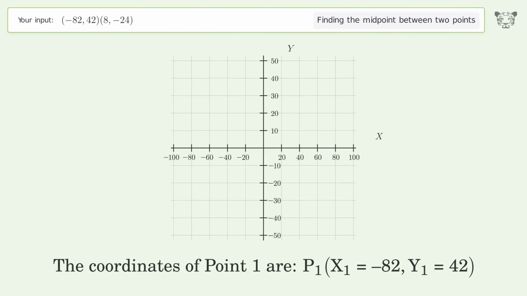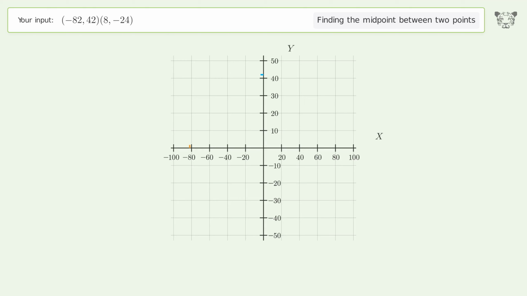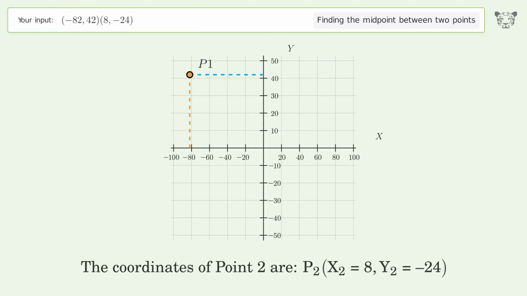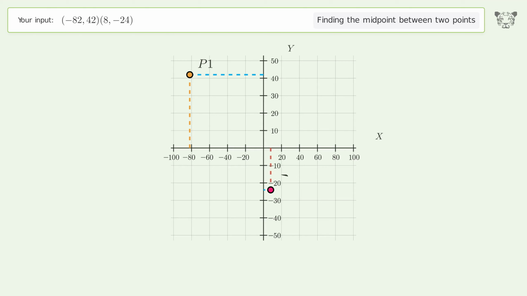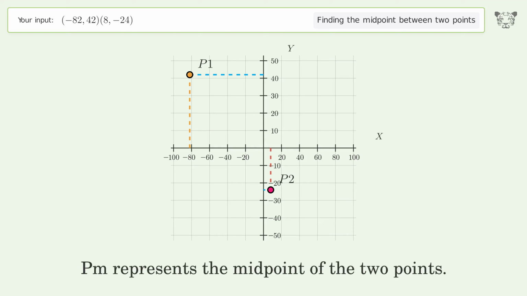The coordinates of point 1 are, x1 equals negative 82, y1 equals 42. The coordinates of point 2 are, x2 equals 8, y2 equals negative 24. PM represents the midpoint of the 2 points.